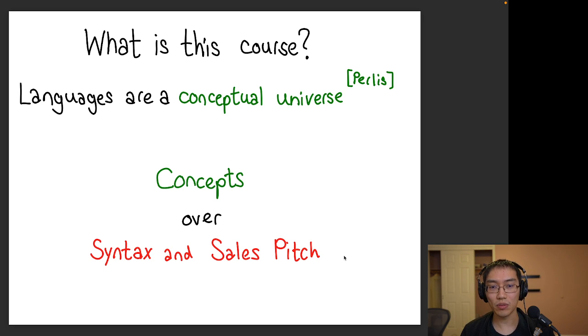This phrase, conceptual universe, comes from Perlis, and the idea behind it is that normally when people talk about programming languages, we pay a lot of attention to how many parentheses I have to write. Do I have to put curly braces here or somewhere else? What does it look like when I write a function? And that's a very superficial way of looking at programming languages. What this class is about is looking in more detail at the underlying concepts inside of these programming languages. So we're not just going to look at the sales pitch, like all the things you might read on Hacker News. We're going to look at the fundamental building blocks that make up these languages.